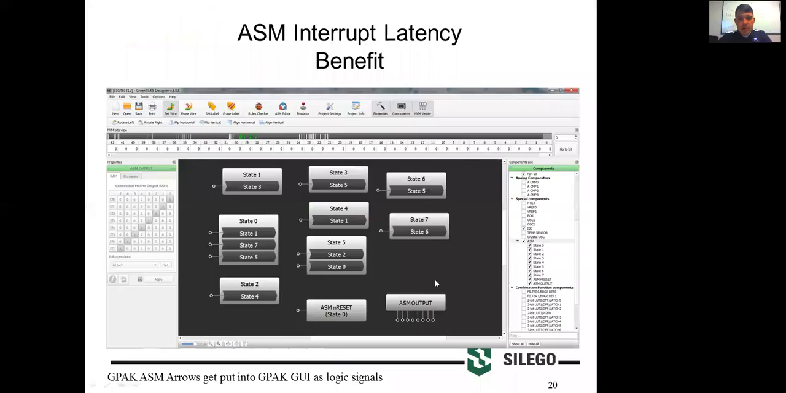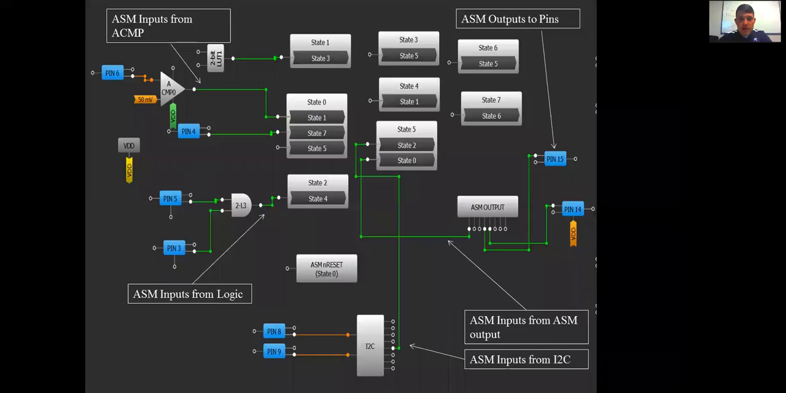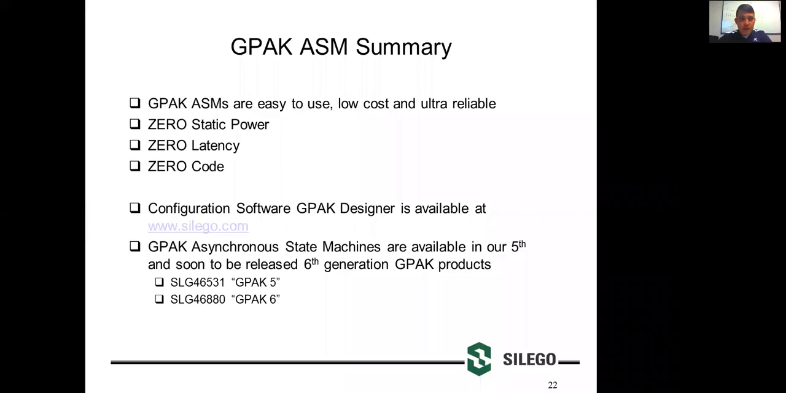And so you can wire these things all up, and you take inputs and outputs from all over the place, just like you would in any schematic capture tool. And there you go. You've made a very, very simple design. We have lots of examples on our website. So bottom line, GPAK ASMs are easy to use, low cost, ultra reliable. The three main points to come away with are they have zero static power, zero latency, zero code.